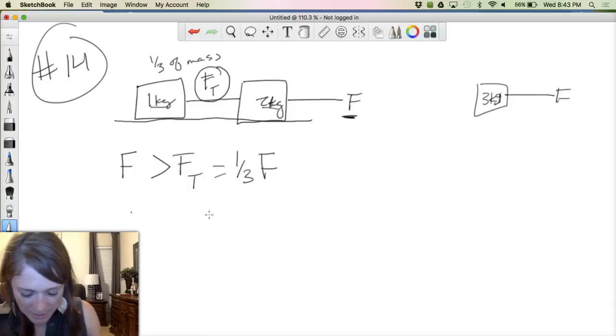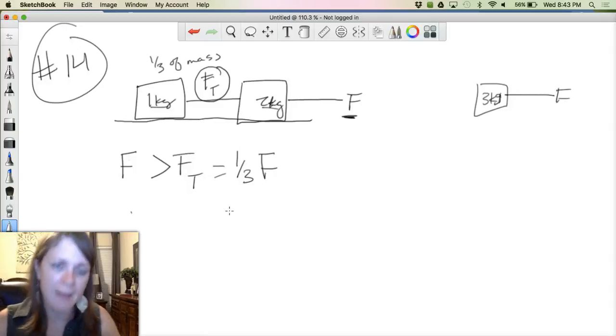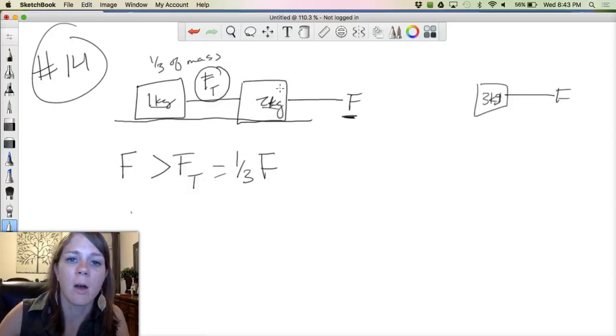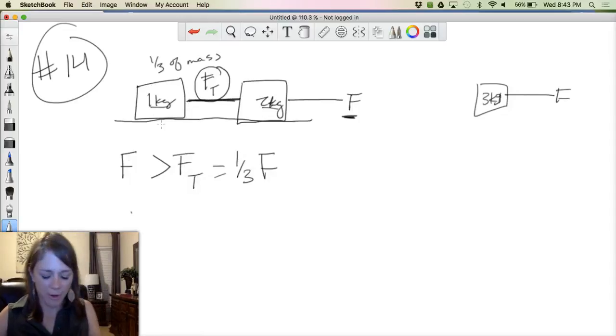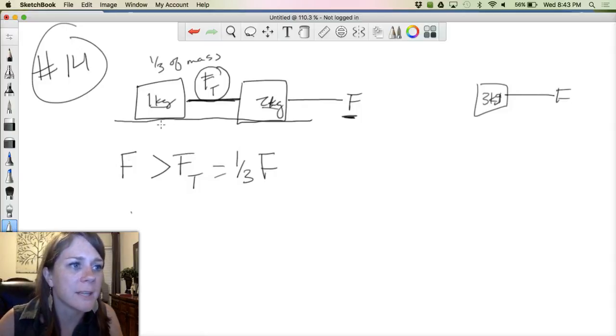I did my summation equations out on the right hand side, but you don't really have to do all that if you think about it in terms of what fraction of the total mass this tension force has to support. And it's a third of the total mass. All right, that is number 14.